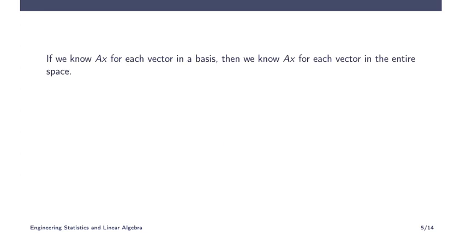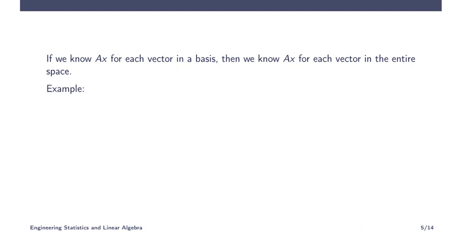Now, general transformations: any transformation other than these can be represented with the matrix A, if you know Ax for each vector in the basis. We have studied what a basis means. A basis is a set of vectors whose linear combinations span the entire vector space, right? So any vector in the space can be obtained from the basis vectors. So then we know Ax for each vector in the entire space. If you know Ax for the basis, then you can get Ax for any vector in the space.